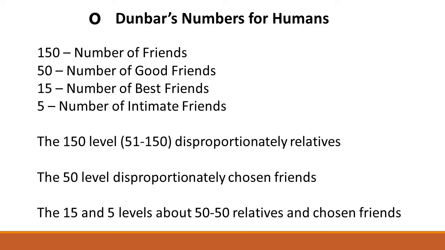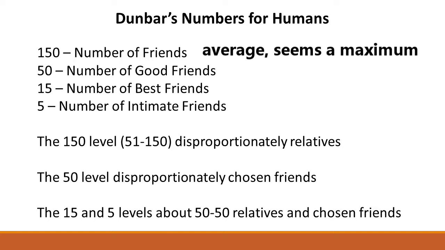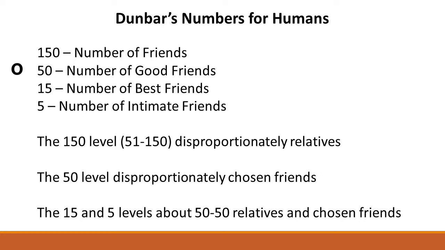Here are Dunbar's numbers for humans. This is you and me. 150 is the number of friends we have on average, and it seems to be a maximum. 50 is the number of good friends. 15 is the number of best friends. And 5 is the number of intimate friends. The 150 level, that's all our friends.